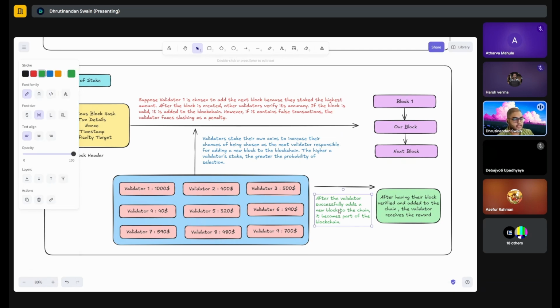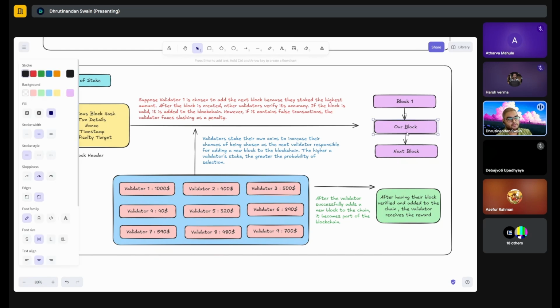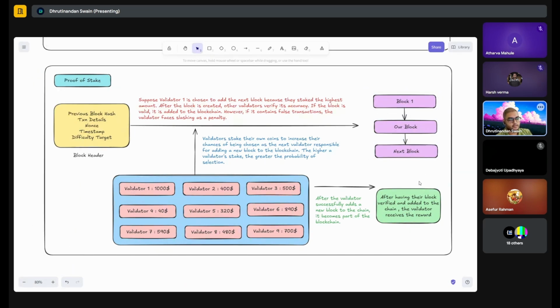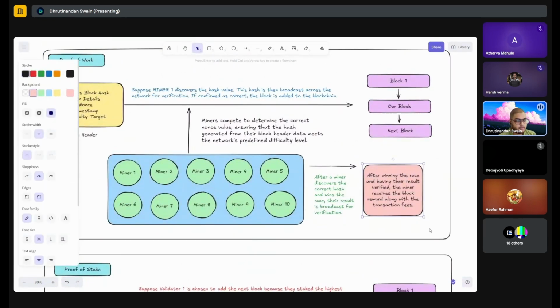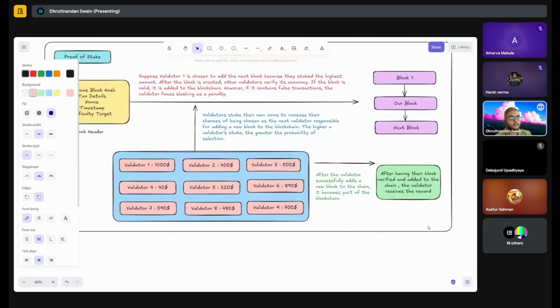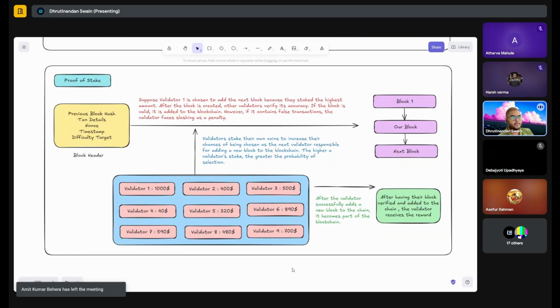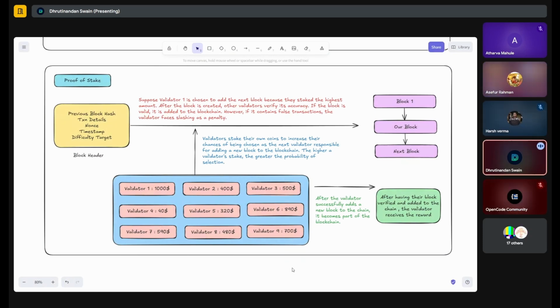After the validator successfully adds the new block to the blockchain, it becomes a part of the blockchain, and the validator receives a reward. As in the previous case, where the miner receives a block reward along with the transaction fees, here also the validators receive the same thing: the block reward as well as the transaction fees. So this was about proof of stake. It's currently being used by Solana and Ethereum 2.0.